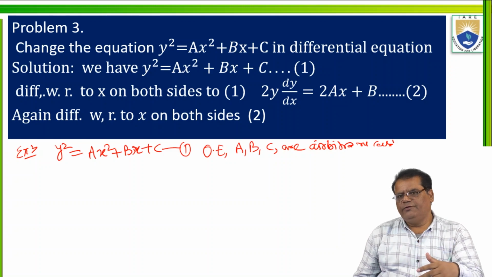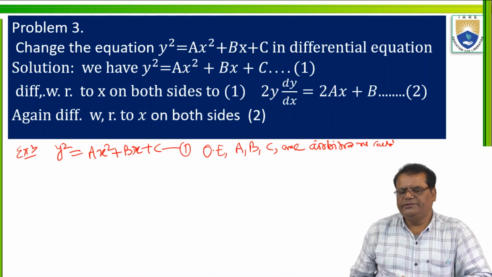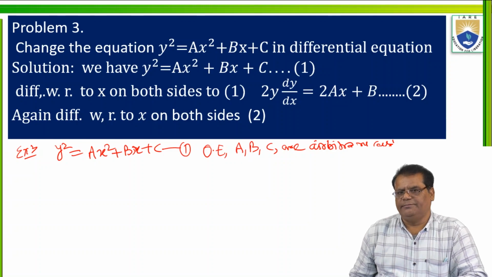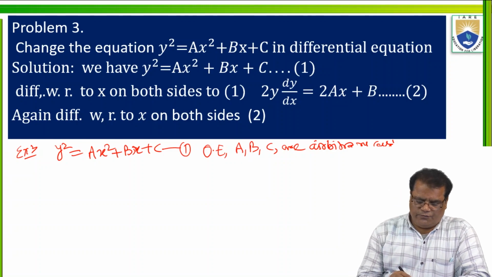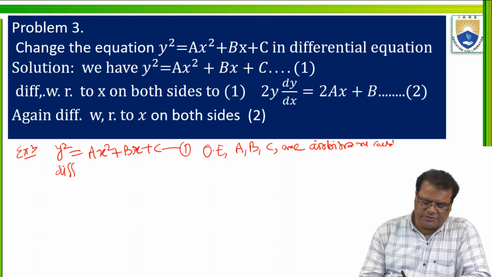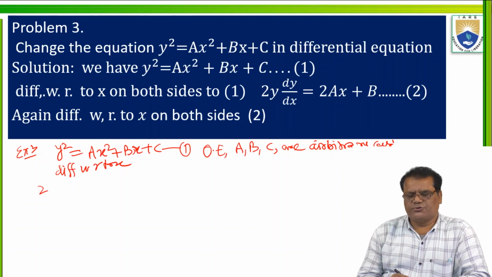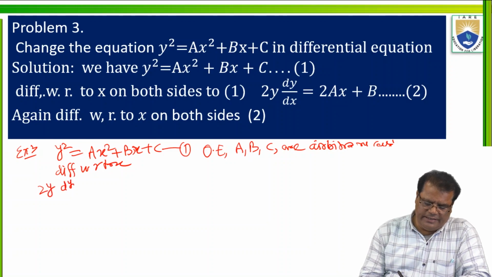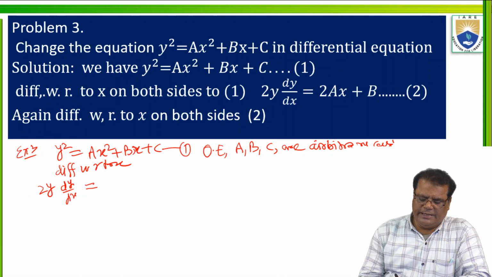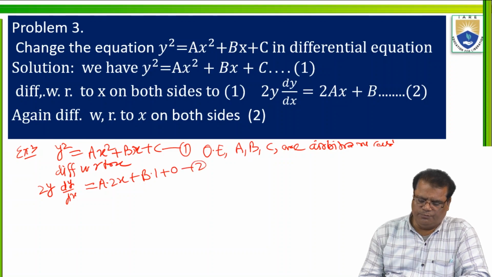Okay. So now here are three arbitrary constants. If we want to convert this ordinary equation into a differential equation, then we differentiate three times, one by one. First, differentiating with respect to x: the derivative of y square is 2y dy/dx, equal to a times 2x, plus b, and plus c is 0. This is equation 2.